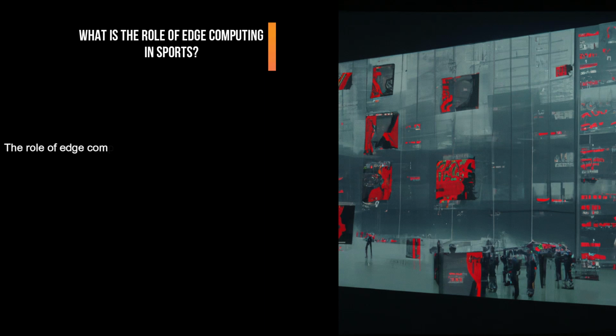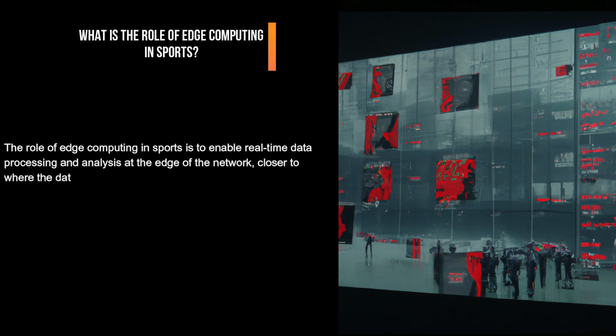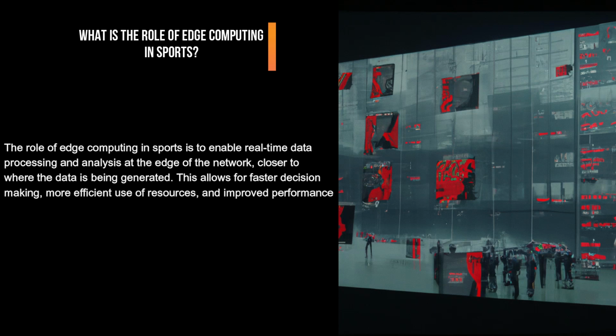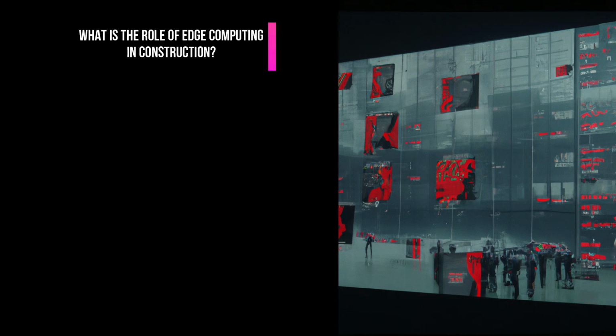What is the role of edge computing in sports? The role of edge computing in sports is to enable real-time data processing and analysis at the edge of the network, closer to where the data is being generated. This allows for faster decision-making, more efficient use of resources, and improved performance in areas such as player tracking, injury prevention, and game strategy.